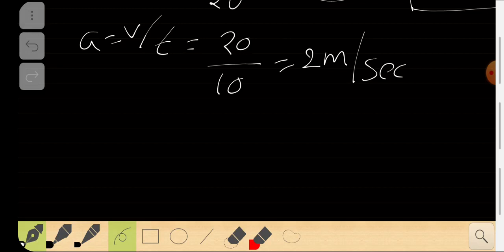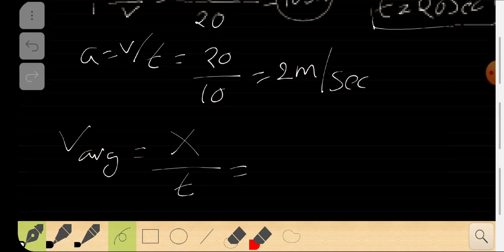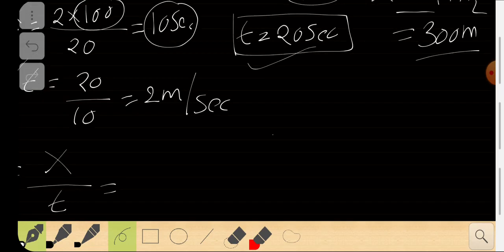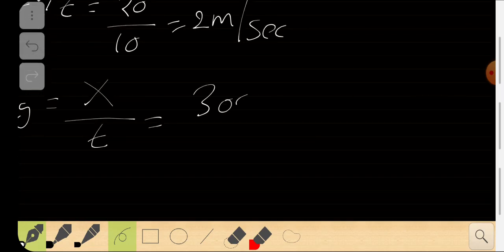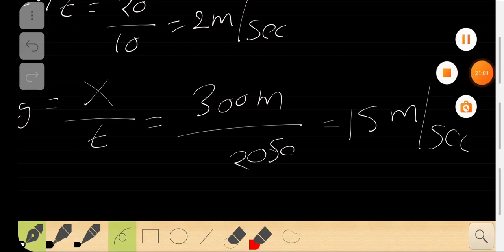The total distance, and so v average will be total distance divided by total time. So total distance was 300 meters, right? 300 meters, and total time was 20 seconds. So total distance is 300 meters divided by total time, 20 seconds, which is 15 meter per second. So that's the average velocity of that particle.